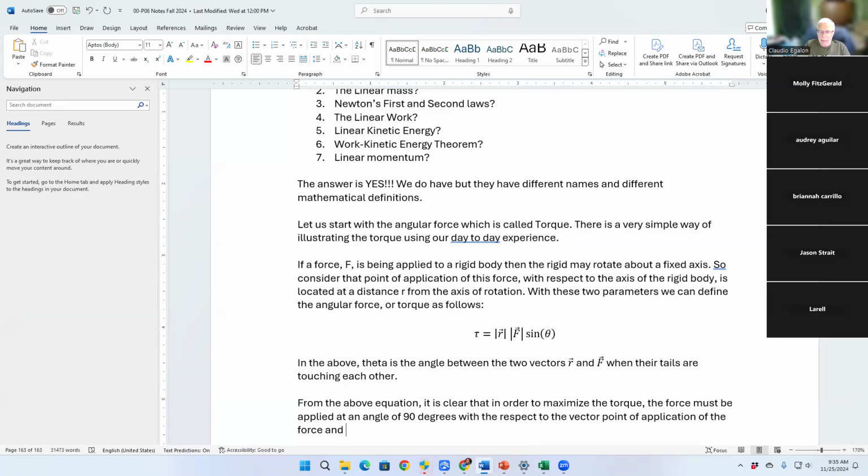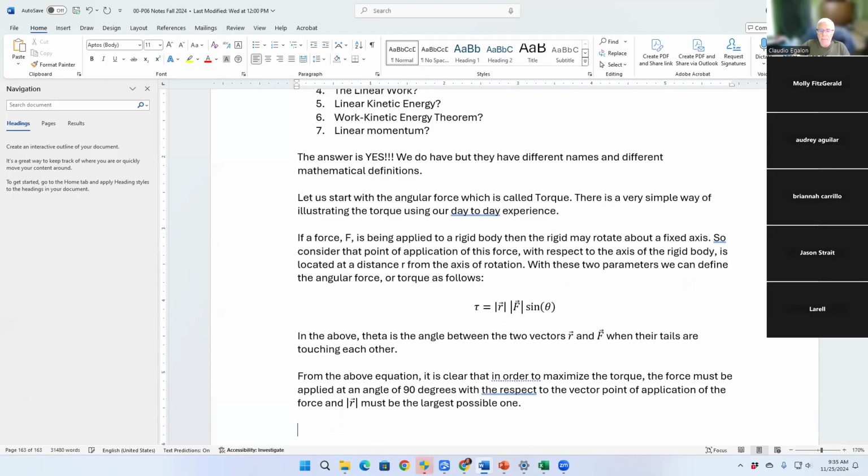And the magnitude of R must be the largest possible one. Okay? That's how you maximize the torque. That's how you maximize the angular force.